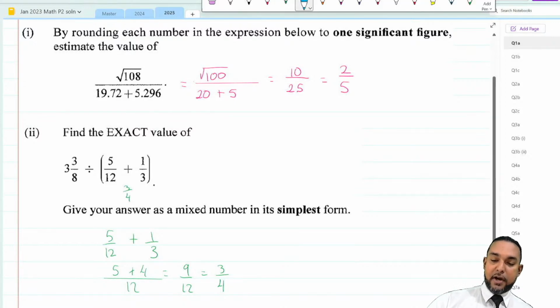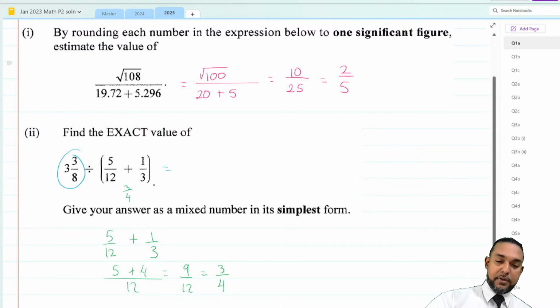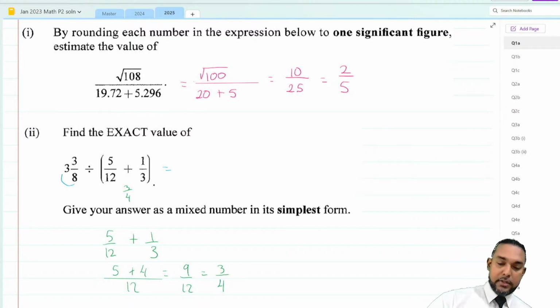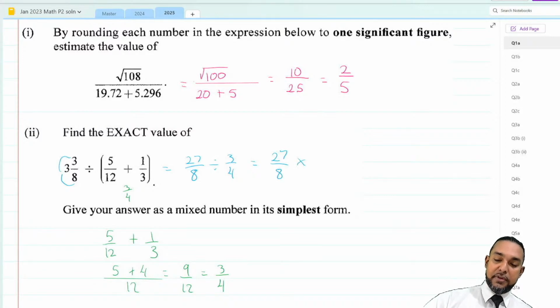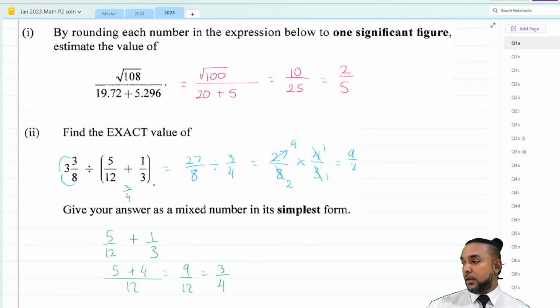Now, to divide fractions, I like to convert these to mixed numbers. So 8 by 3 is 24, and 24 plus 3 is 27. And we're dividing that by 3/4. Now, what's the protocol for dividing fractions? We change the division to multiplication and invert the divisor. So 4 into 4 goes 1 time, and 4 into 8 goes 2 times. 3 into 3 goes 1 time, and 3 into 27 goes how many times? 9 times. So we end up with 9 over 2, which you could leave as that, or 4.5.